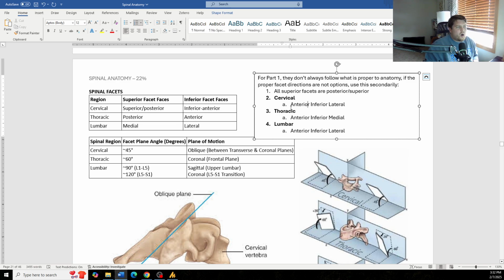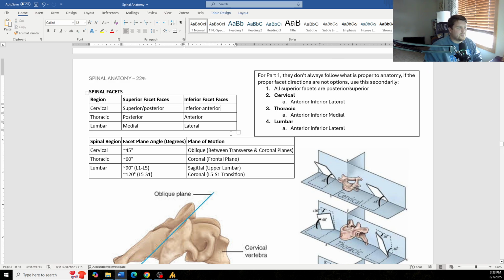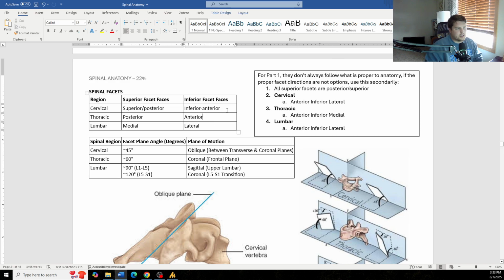And then again, all of the inferior facets are anterior, inferior, and then either lateral or medial. Cervical, they'll typically say is lateral, whereas the thoracic, they'll say is medial. It's not entirely correct. However, it's the way that part one will typically group those. It is what it is. Part one, you just kind of have to go with the flow and learn a couple of these little details, even if they're not 100% perfect. That's the way that they like to ask them.